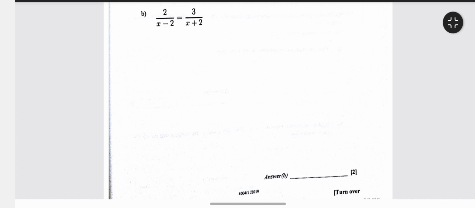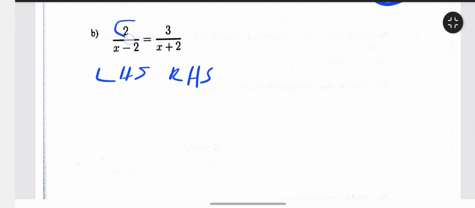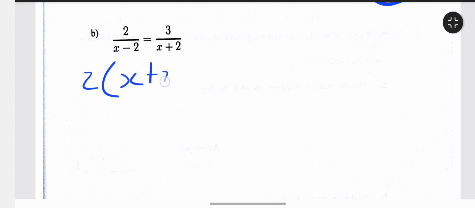So together, let's try to do this question, which is actually from June 2019, and it has got 2 marks. So here we do have 2 fractions. So 2 is going to be multiplying x plus 2, then 3 is going to be multiplying x minus 2. So let's put that into working. So we're going to have 2 multiplying x plus 2 is equal to 3 multiplying x minus 2.